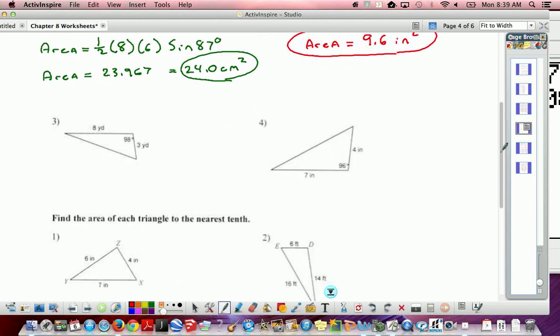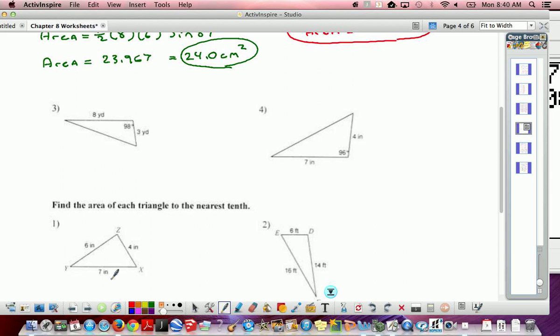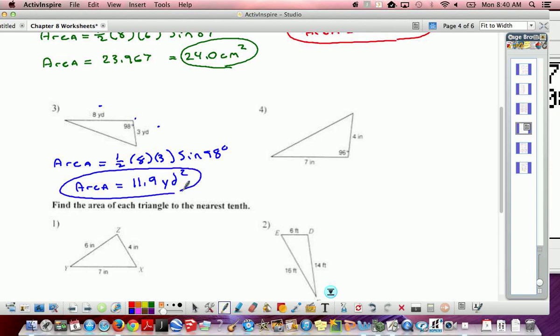On the next one, again, notice how we have side, angle, side. So my area is going to equal 1/2 times 8 times 3 times sine of 98 degrees. If I type this one into my calculator, 0.5 times 8 times 3 times sine of 98 degrees, it ends up equaling 11.9 yards squared. Don't forget we have square units since we are multiplying two sides together, and we're talking area, two dimensions.